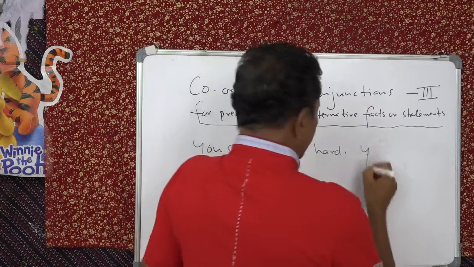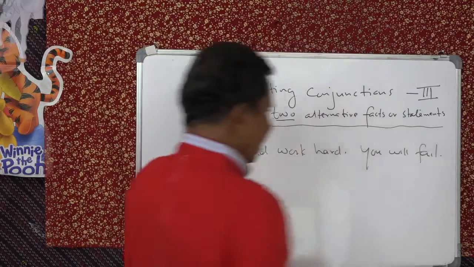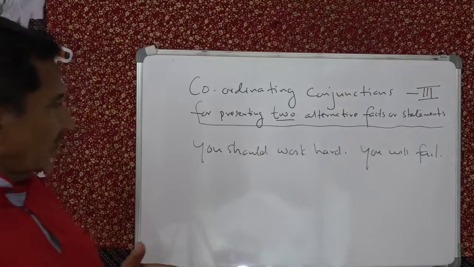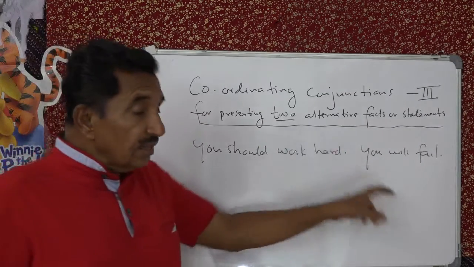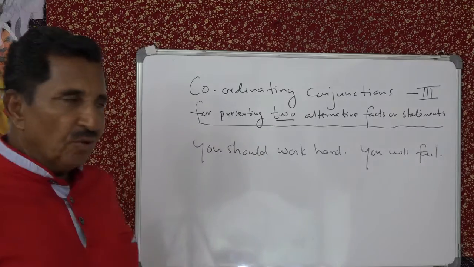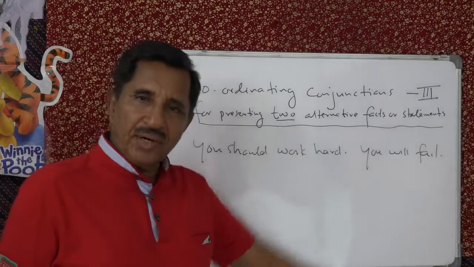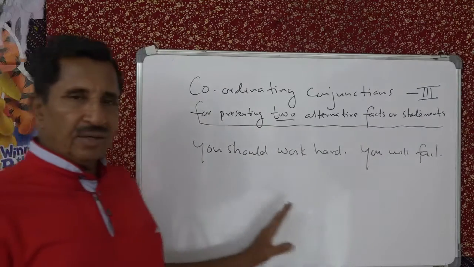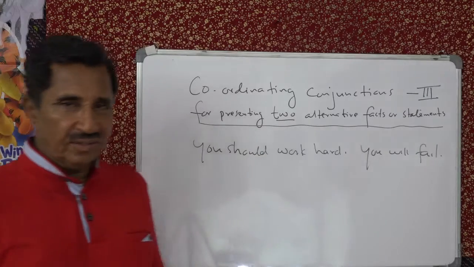You will fail. So you can say like this: You should work hard, otherwise you will fail. You should work hard or else you will fail. You should ask pardon or else you will be punished. You should ask pardon or else otherwise you will be punished.